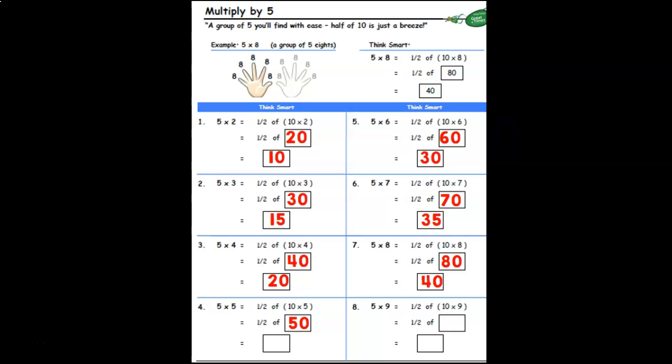Half of 50, think of half of 50 cents. Half of 50 cents would be 25 cents. Okay, now I have 5 times 9, think 10 times 9, 90. Half of 90 is 45. Remember, when you multiply by 5s, it's always going to end in either a 0, if you look right here, 0, or a 5.